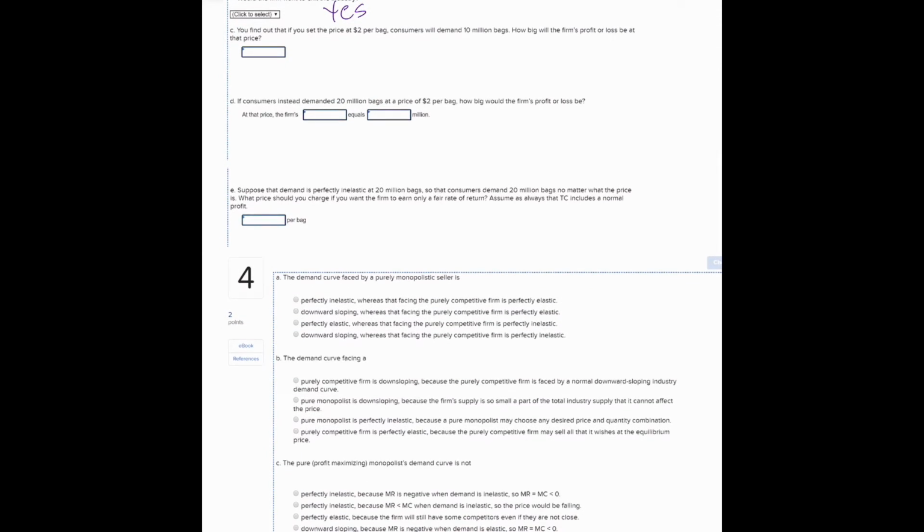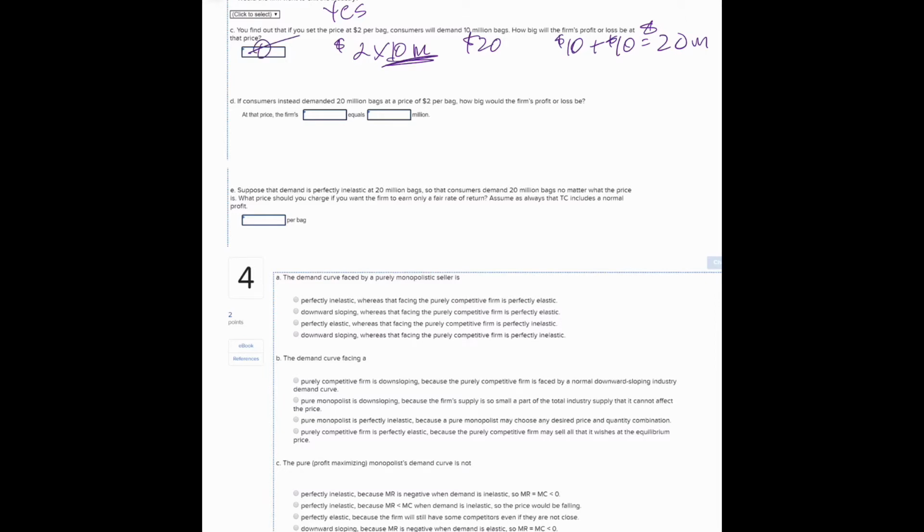C, you find out that if you set the price at $2 per bag, consumers will demand 10 million bags. What is profit or loss going to be here? Well, we can calculate revenue and compare that to cost. So the revenue at $2 a bag is going to be $2 times those 10 million bags, so 20 million in revenue. And the firm's costs would be the 10 million in fixed costs plus 10 million for the $1 per bag produced. So you're going to have 20 million in costs. So the firm's profit or loss is going to be 0.